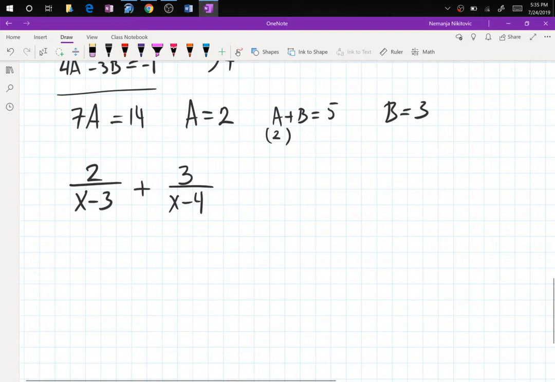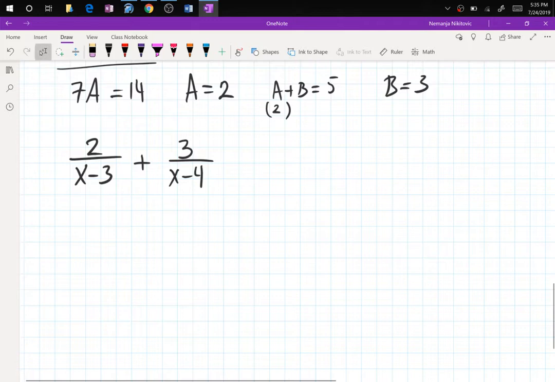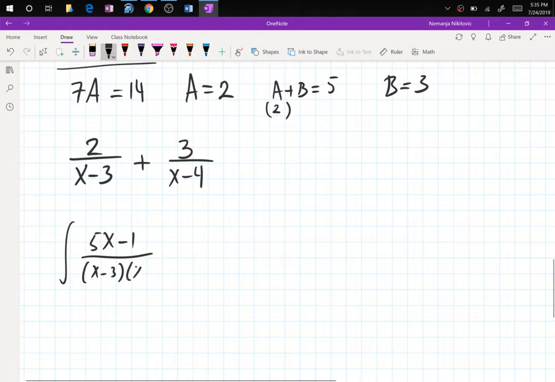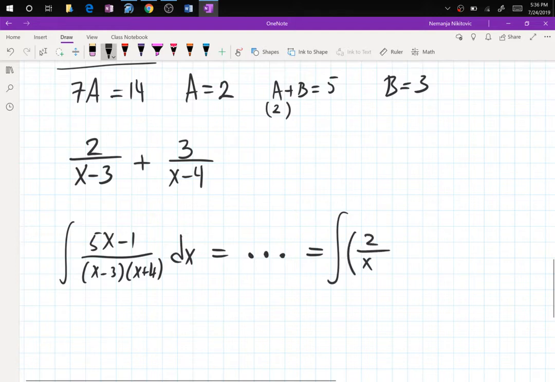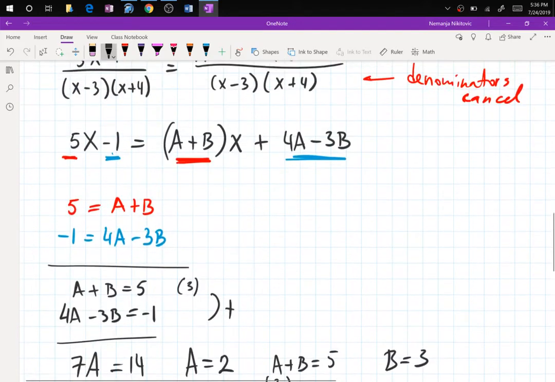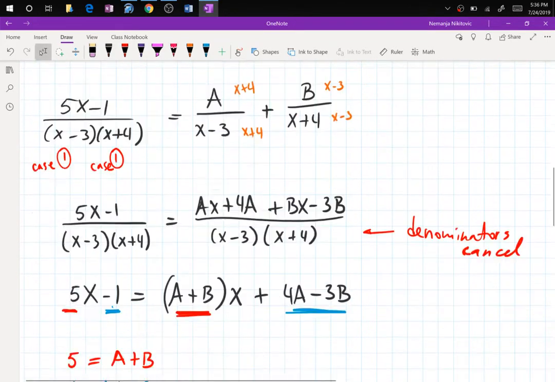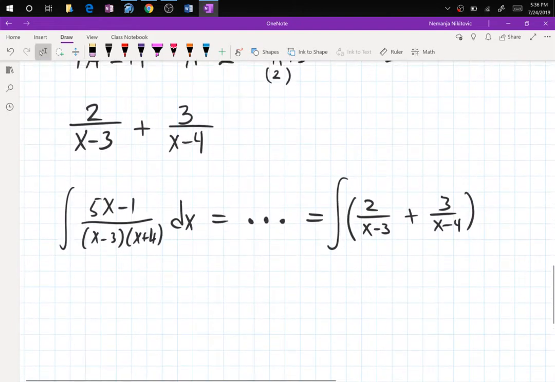Now calculus kicks in. So if you have the integral of (5x minus 1) divided by (x minus 3)(x plus 4) dx, equals, I'll put these 3 dots here, and then put equals, the integral of (2 over x minus 3, plus 3 over x plus 4) dx.